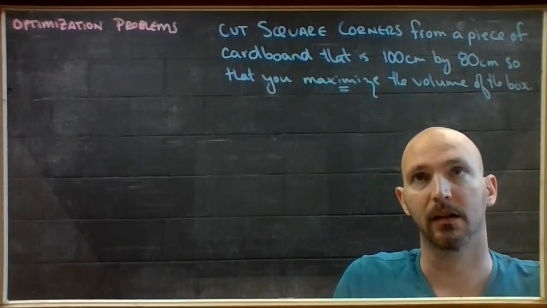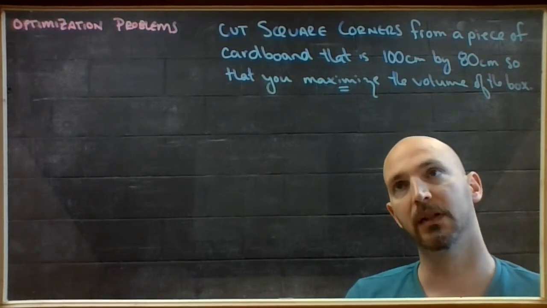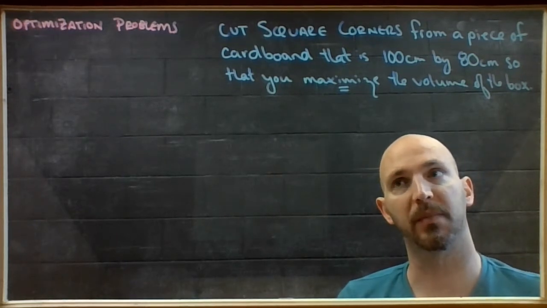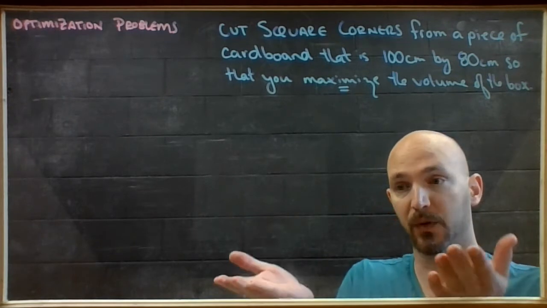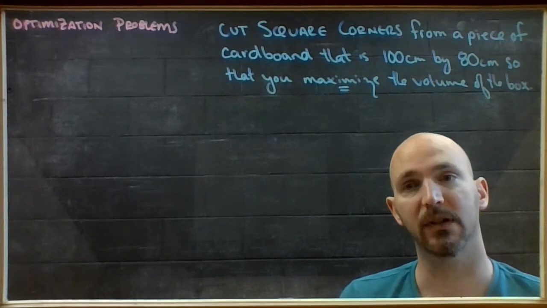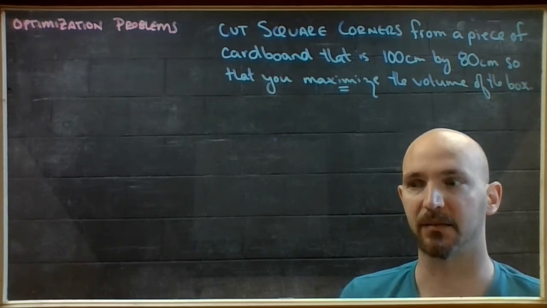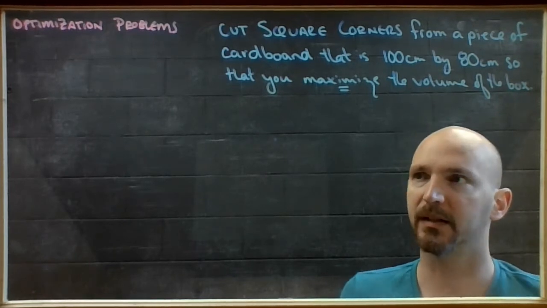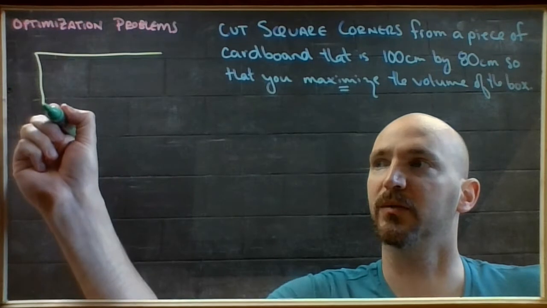Okay, here's a marginally more creative geometry type problem. We're going to cut square corners from a piece of cardboard. It's 100 centimeters by 80 centimeters. And then we're going to fold up those sides to make a box with no lid. And I want to try and cut those corners so that the volume of my box is a maximum. So if I kind of draw what's happening here, I have a piece of cardboard, 100 by 80.